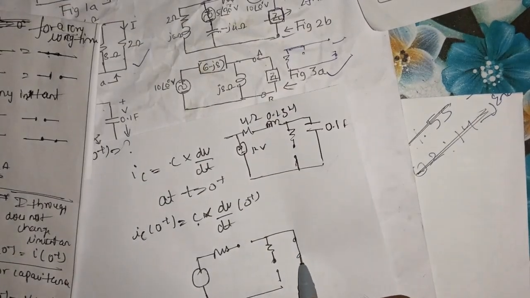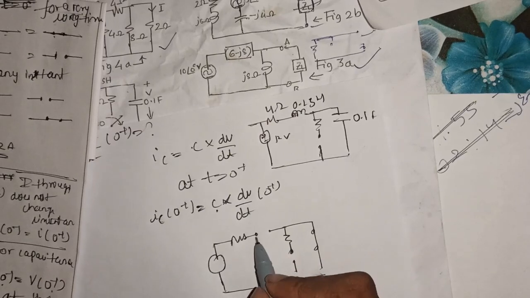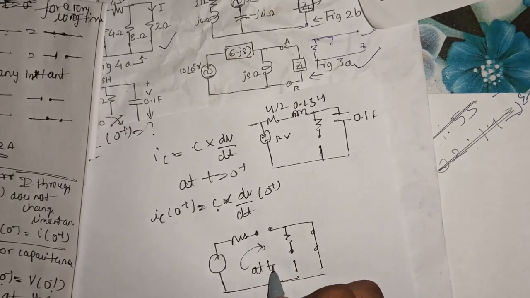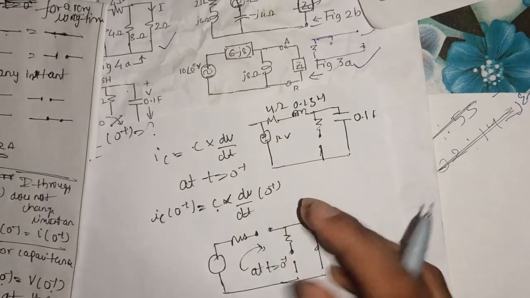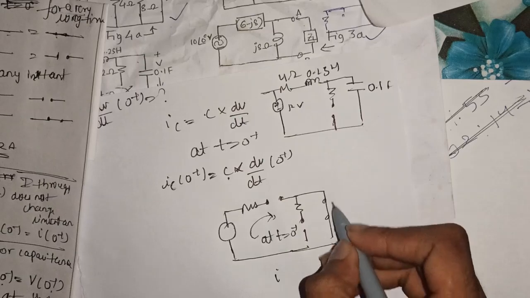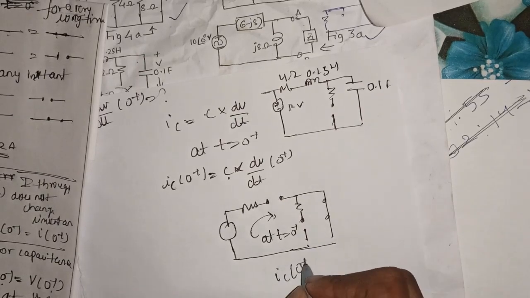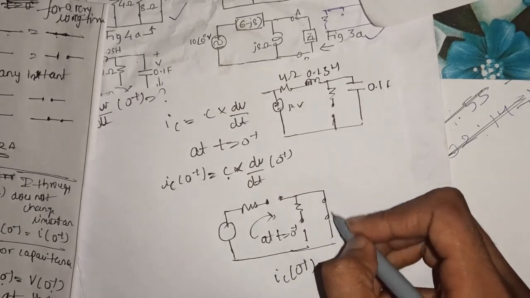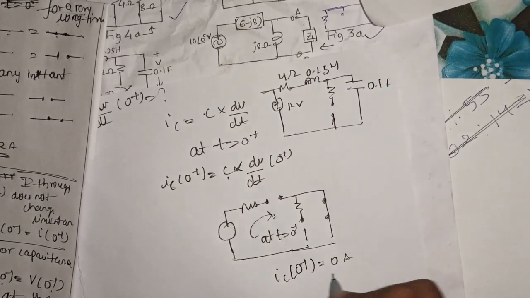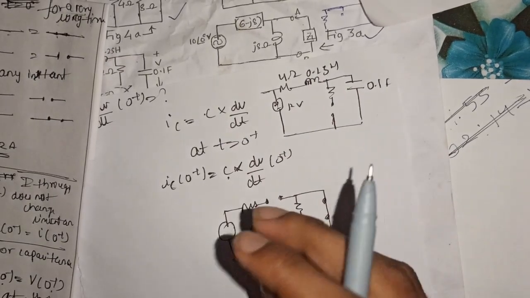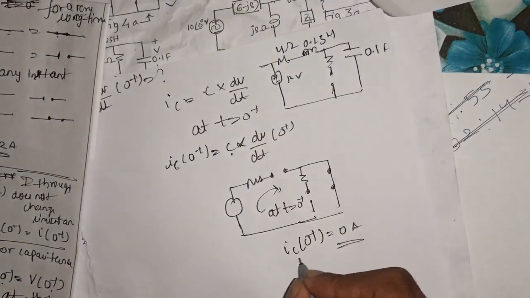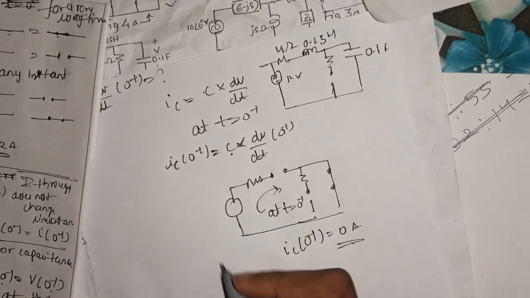If we short circuit the capacitance, since you can see that there is open circuit at time t is equal to 0 plus, there will be no current flowing through the entire circuit. Thus the current at 0 plus will also be 0. That is the current flowing through our capacitance will also be equal to 0 amperes. So yes, we have found the value of IC at 0 plus.